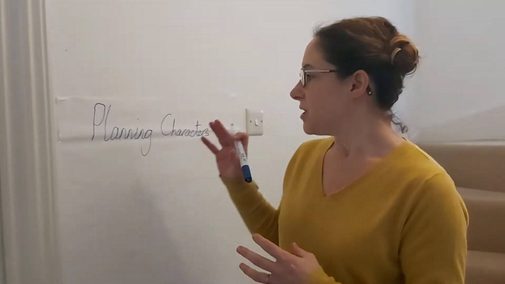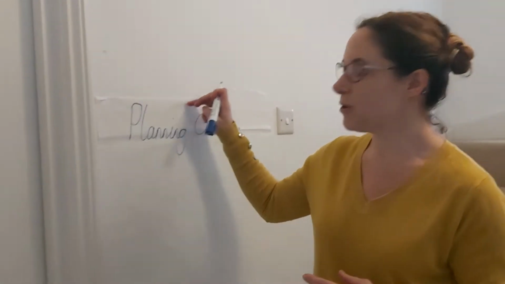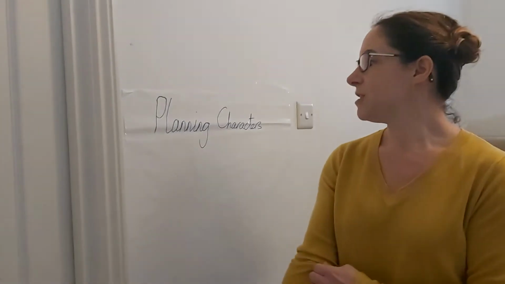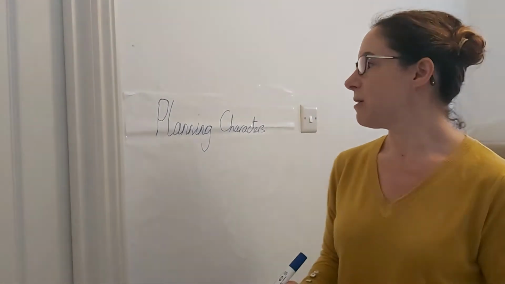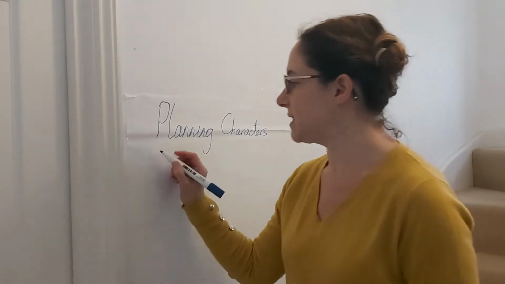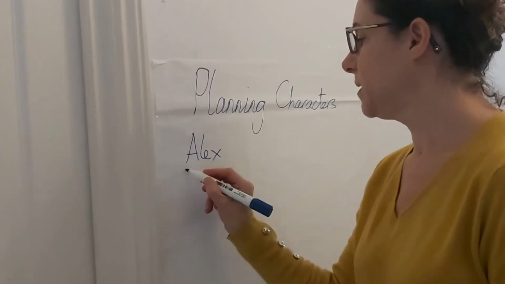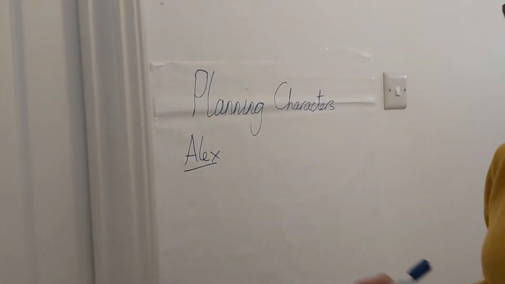So now, after planning what your story is going to be about, and mine's going to be about going back in time, you're going to plan your characters. I've already said that one of my characters is Alex, and that's my main character. So, obviously, use a ruler.